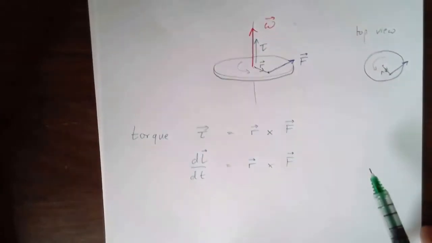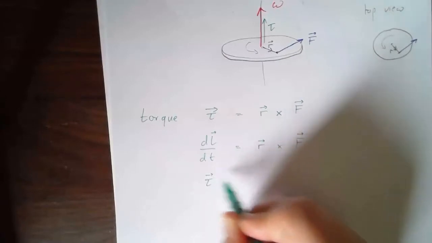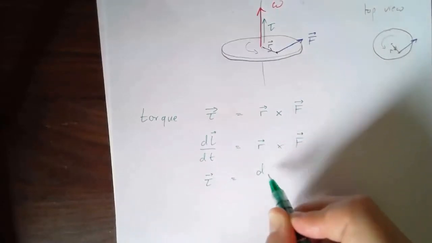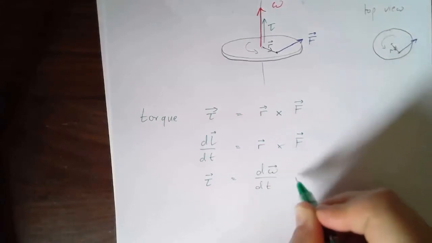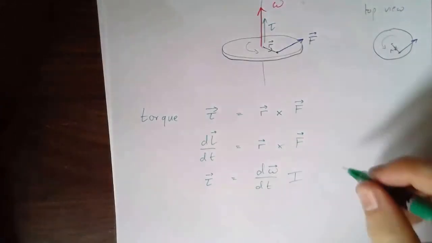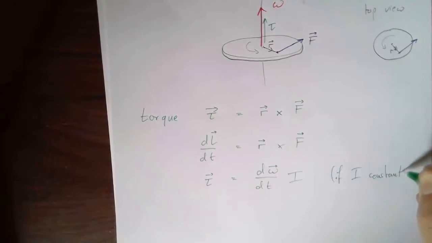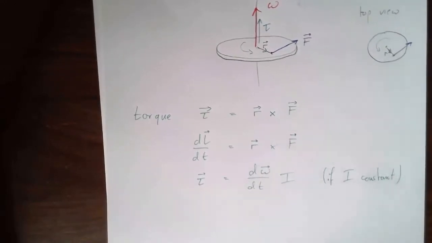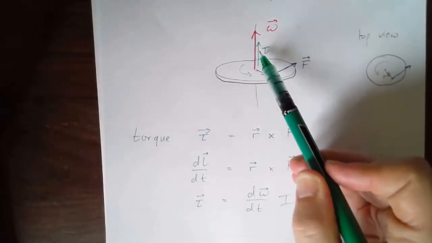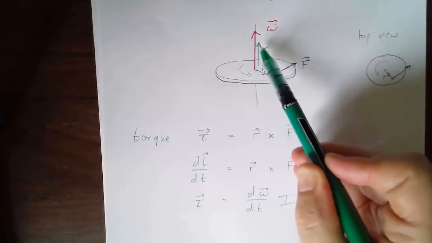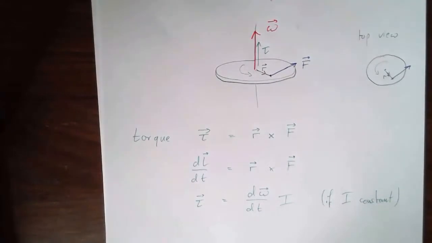Torque, I could write it as torque is still equal to d omega dt times I, the moment of inertia, if I is constant. Right, so if the torque is in the same direction as the angular acceleration, angular velocity, it'll just add to the angular velocity, like make it bigger. The opposite direction, it'll make it smaller.